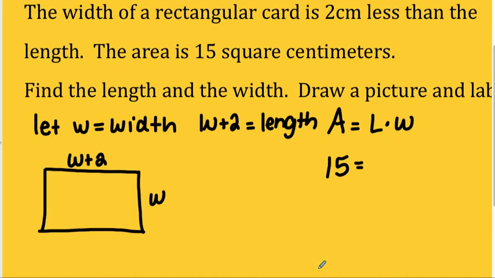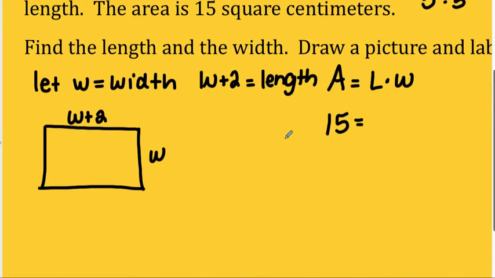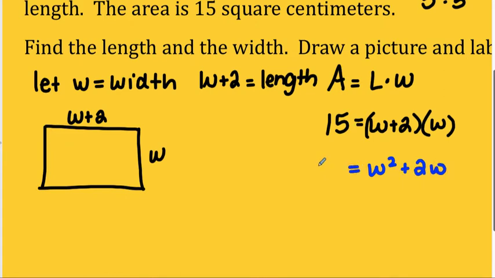So what two numbers that are 2 away from each other give me 15? I hope your guess is 5 and 3, right? Because 5 times 3, those are 2 away from each other. But let's use algebra to prove that 5 and 3 are our answers. So we would do 15 equals W plus 2, which is the length, times the width, which is W. We would multiply, so that would give us W squared plus 2W equals 15.